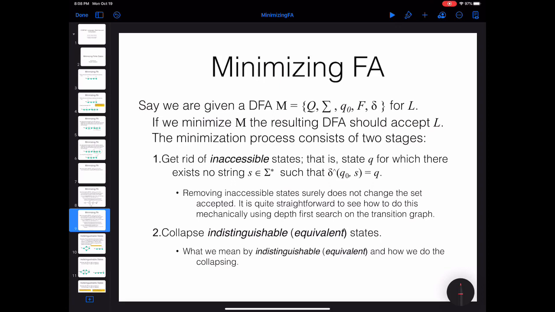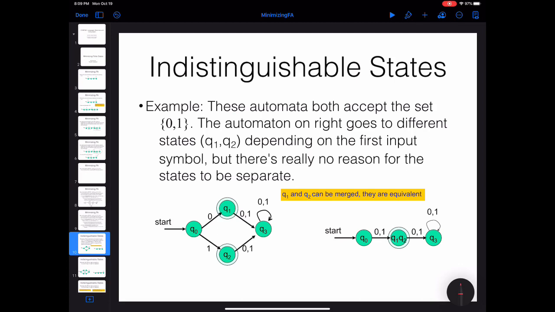Okay, so how can we actually recognize indistinguishable states? This is the question. This is something that I'm going to focus on. I'm going to show it to you using a couple of examples just to give you the intuition first. Then we will discuss the algorithm in detail.